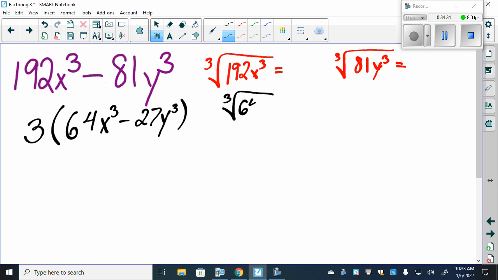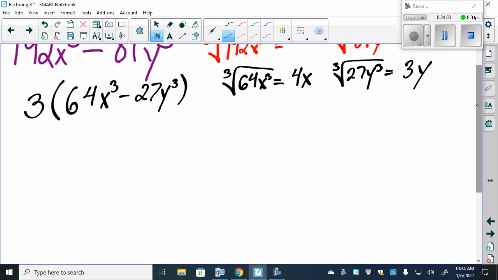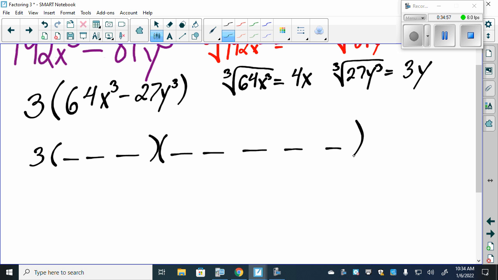So the cubed root of 64x to the third is 4x and the cubed root of 27y cubed is going to be 3y. So there is a chance that it would work, but we just have to pull out a greatest common factor. Now our signs would be the same, opposite, always end on a positive note.